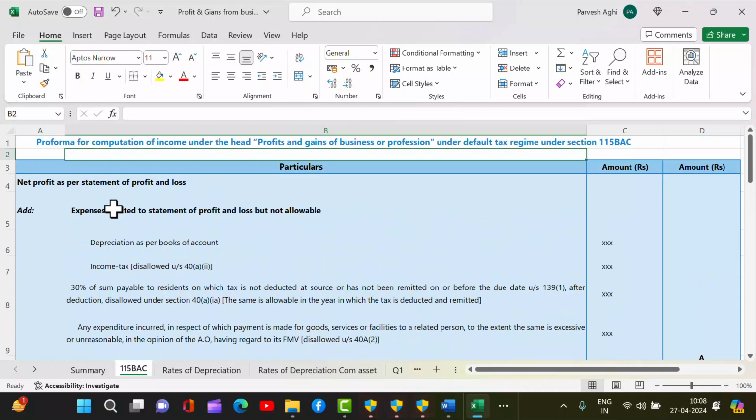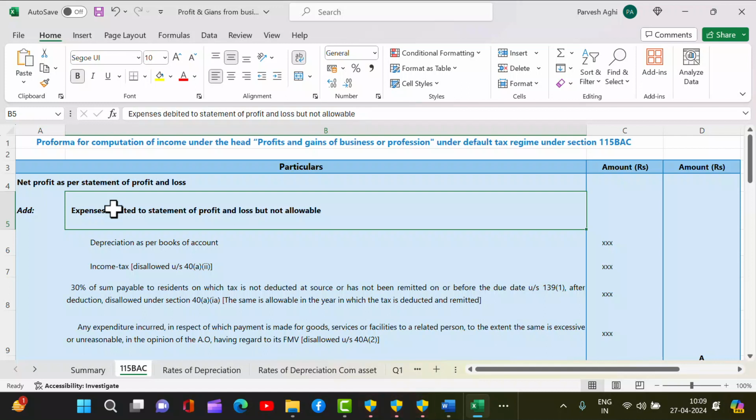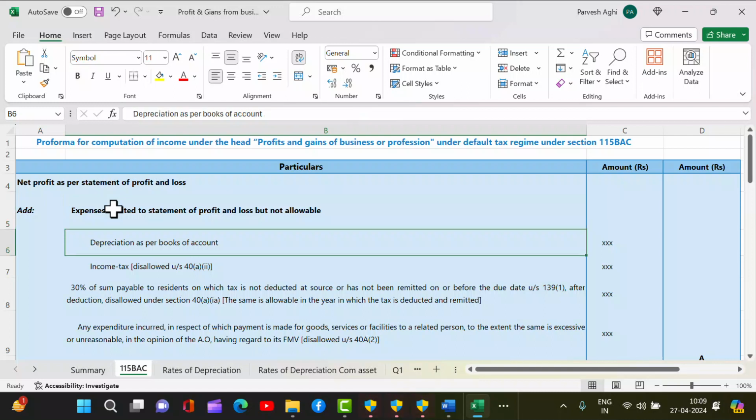In the second sheet, a detailed list is given. First is: add expenses debited to the statement of profit and loss account but not allowable. Read this, Suraksha. Depreciation as per books of accounts. Hold on, one by one. Depreciation as per books of account. What does it mean? Any idea, Suraksha, Kishore? Depreciation is an allowable expense, so why are we adding it to the profit? It is not a cash expense.